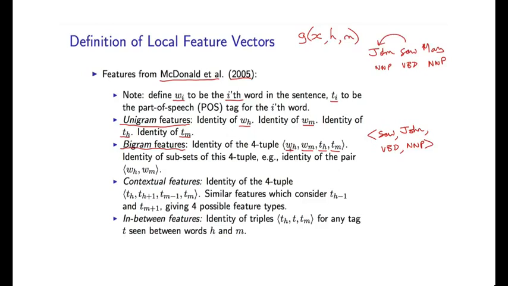And we can also define features which look at various subsets of this four-tuple. For example, we might just look at the two words involved, saw and John, or we might just look at the two parts of speech involved, or we might look at just the fact that we have John tagged as an NNP modifying some VBD, and so on.